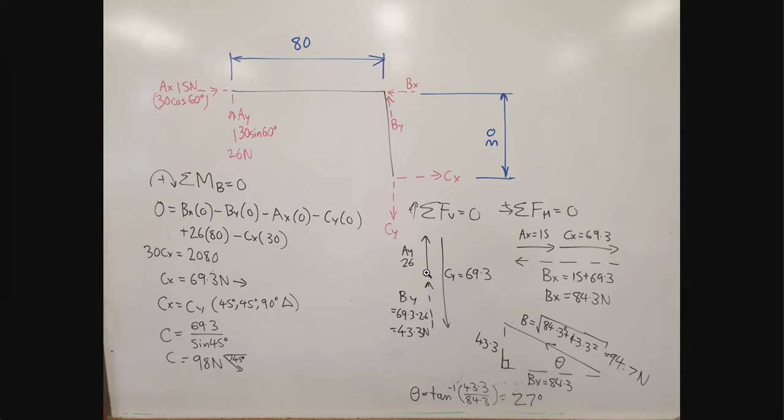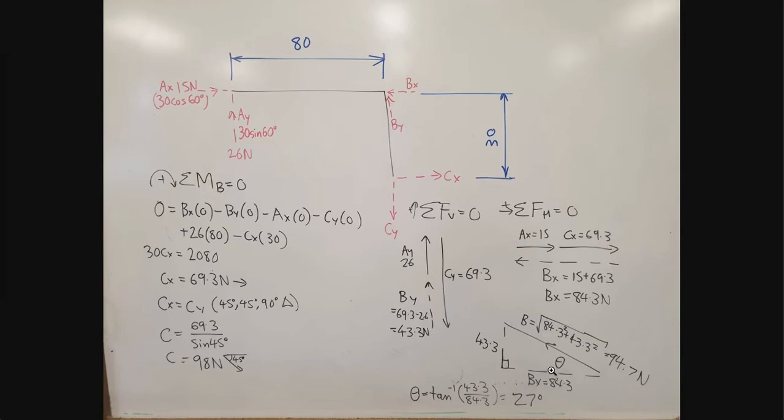If A is 26 up, and the vertical component of C is 69 down, the difference between those is what B needs to be if this is going to be an equilibrium. So B is going to have to be 43 up in order to maintain balance. In the case of horizontal forces, A and C are both going in the same direction, so B is going to be equal and opposite to both A and C in the horizontal, so 15 and 69.3.